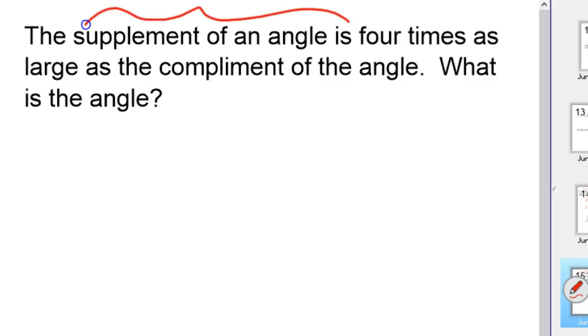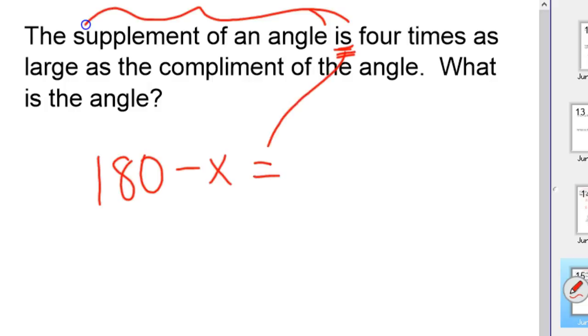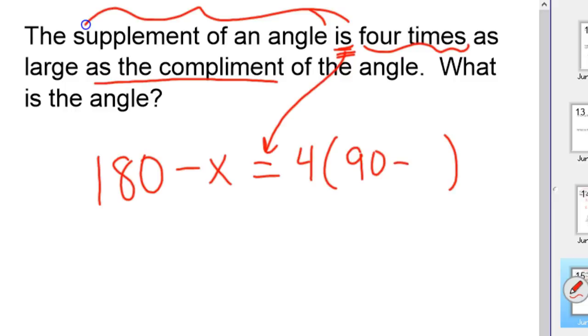Supplement of an angle, without the "is," because we already know "is" is an equal sign. But supplement of an angle is 180 minus x. Is, that's this part, 4 times, so 4 times something, well, as large as its complement. So its complement is 90 minus x. If we want to find the complement of an angle, you take 90 minus x. And so what is the angle? So here's the equation. So now it's just a matter of solving this thing.